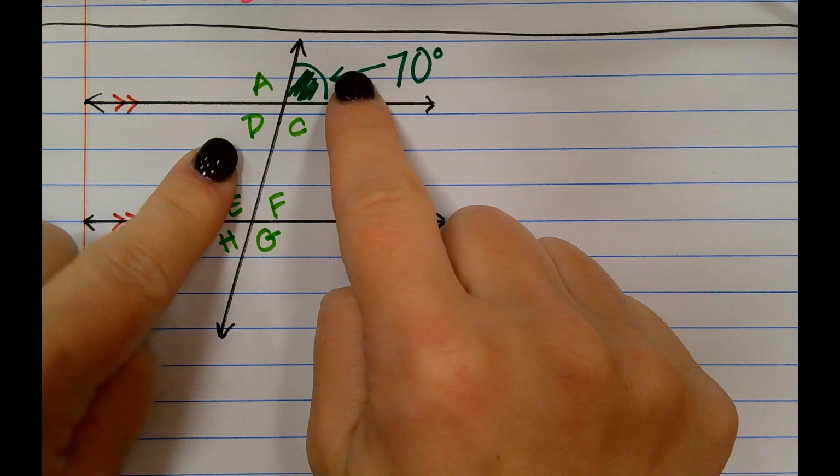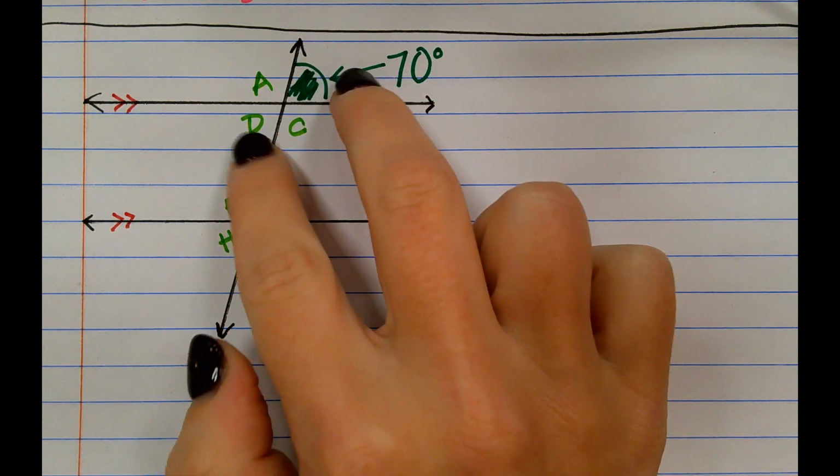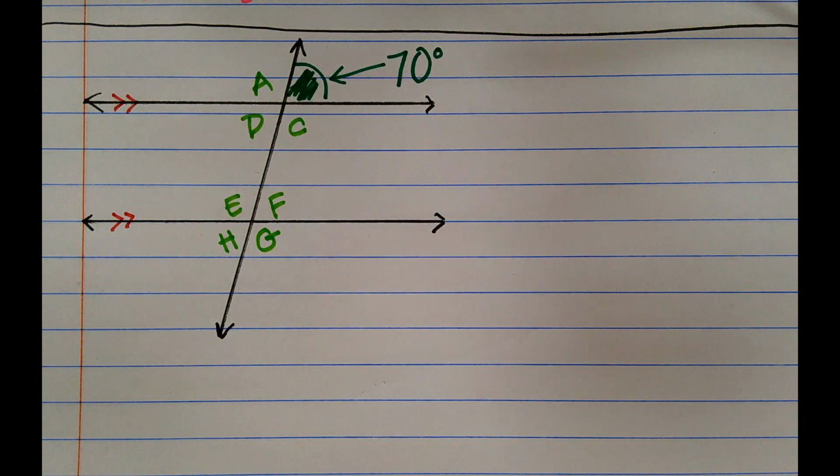B and D. What kind of angles are those? What relationship do they have? And we wrote it just above this. These two.